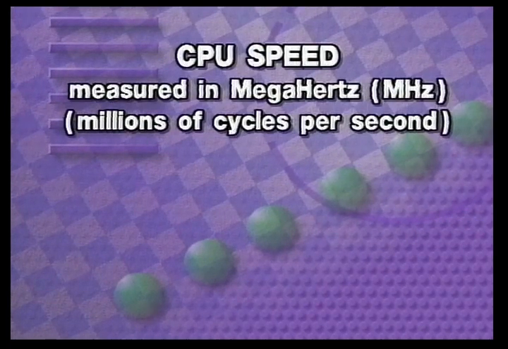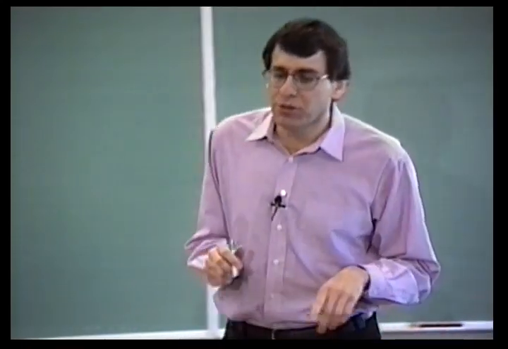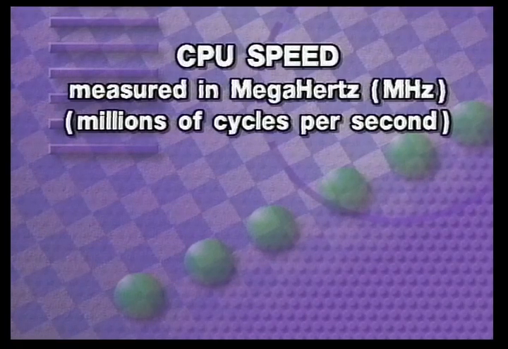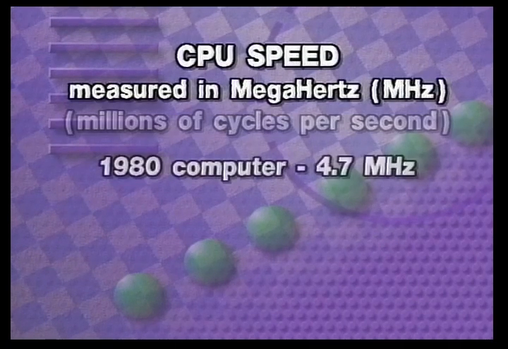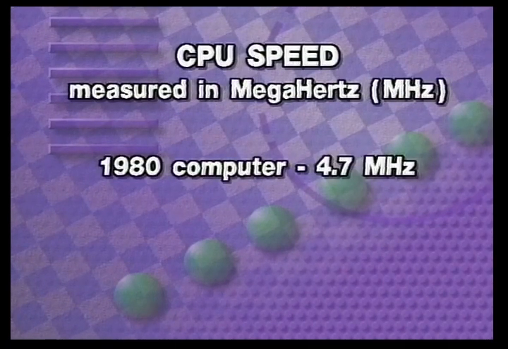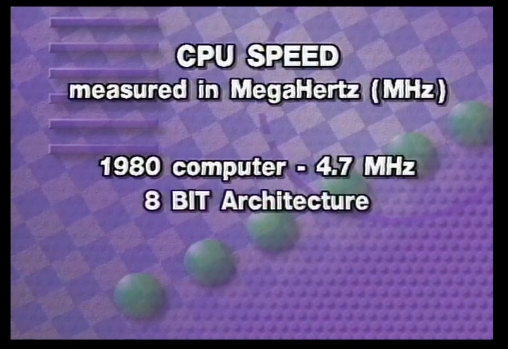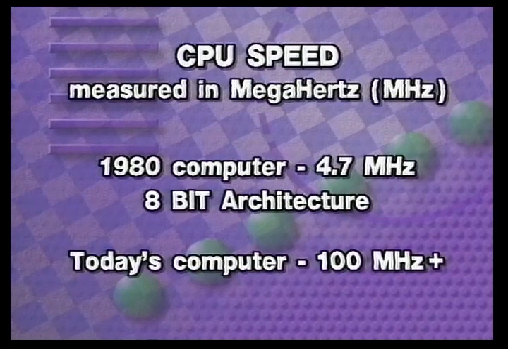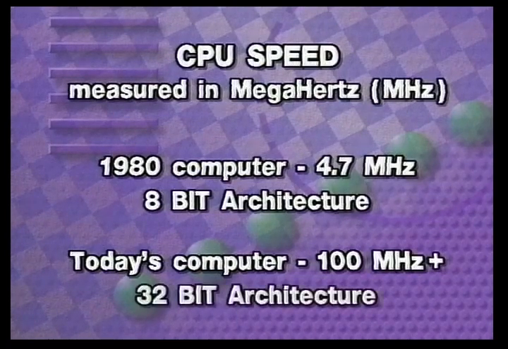Millions of cycles per second. So computers don't think in miles per hour, they think in millions of cycles per second, or megahertz. Back in 1980, when we showed you that first computer, it had a speed of 4.7 megahertz. And remember, that was only through an 8-bit architecture. Today's computers have speeds typically of, say, 100 megahertz. So that is close to 20 times faster than the speed of a 1980 computer.